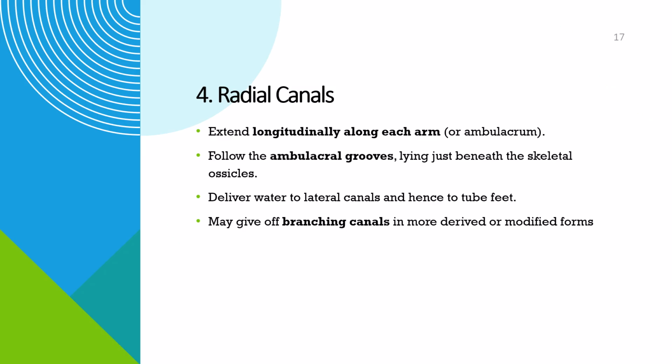Radial canal. These radial canals run longitudinally along each arm. They follow the ambulacral grooves just beneath the skeletal ossicles. They deliver water to the tube feet and may give off branching canals in a more derived and modified form.